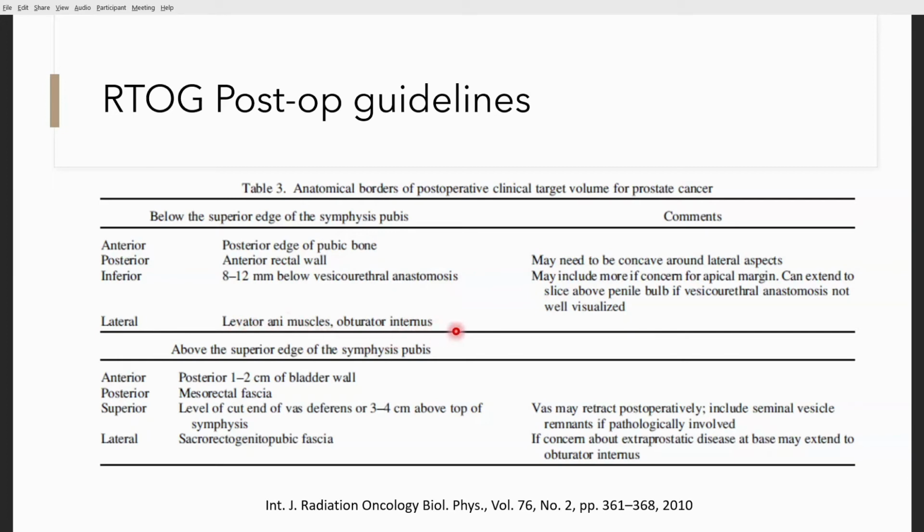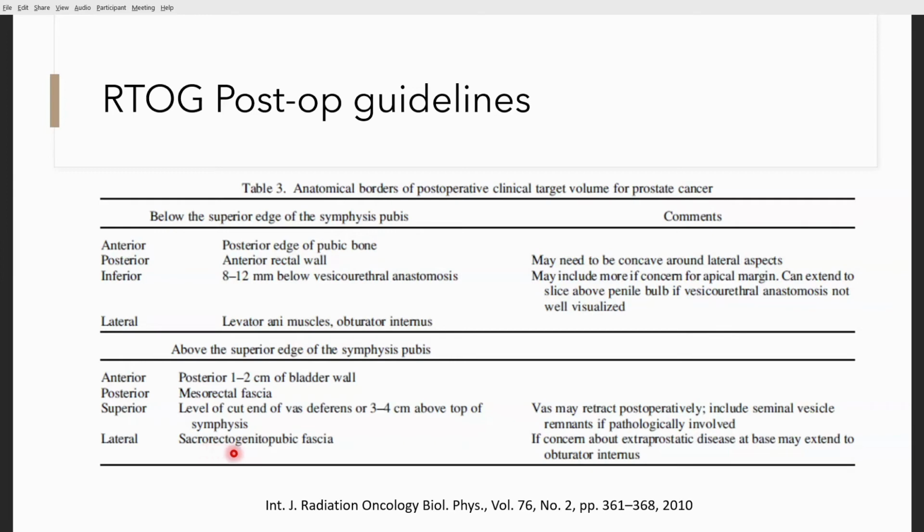There are a couple of other guidelines. This is the diagram that will help you understand this, from the RTOG guideline. If you look at the last picture, right at the bottom, you'll see that anteriorly this goes right up to nearly the top of the symphysis pubis. Here, this would be the level of the vesico-urethral anastomosis. So you go a centimeter below that.